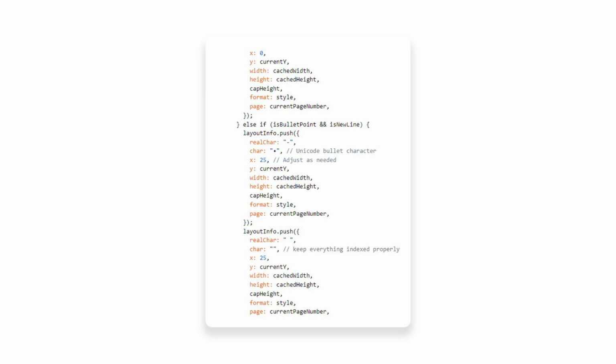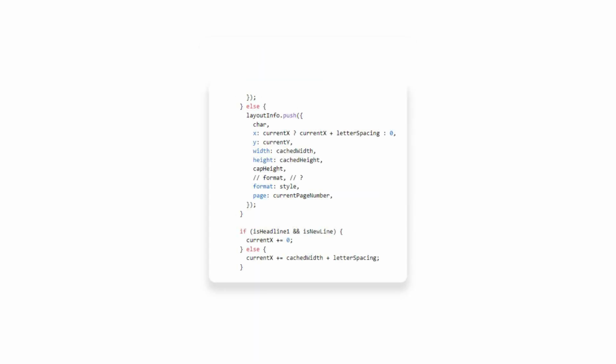2. Bullet point layout entry. If the current line is a bullet point at the start of a new line, it adds 2 entries. The first entry uses the Unicode bullet character and includes its respective dimensions and formatting. The second entry represents a space for indexing purposes with the same dimensions and position as the bullet point.